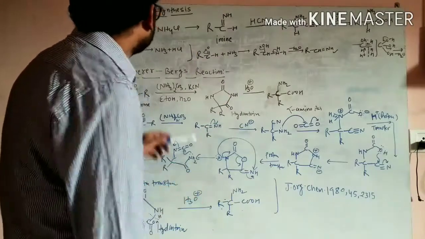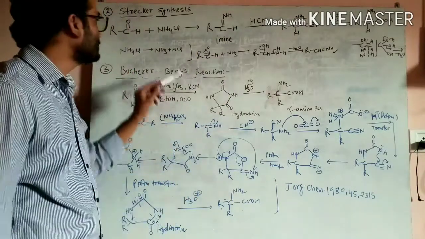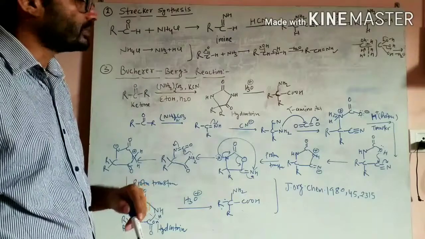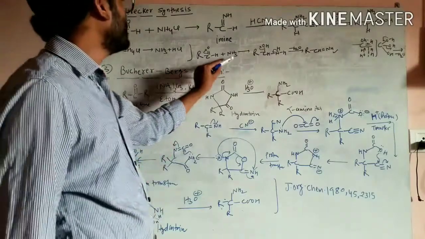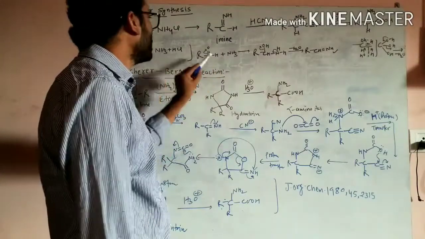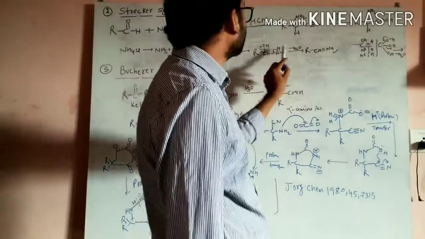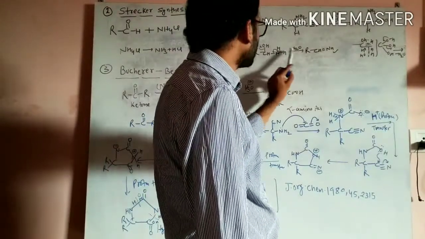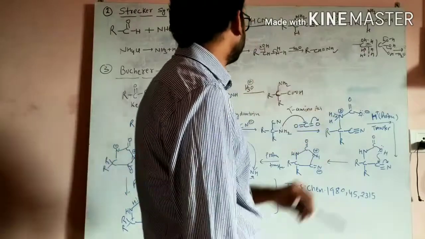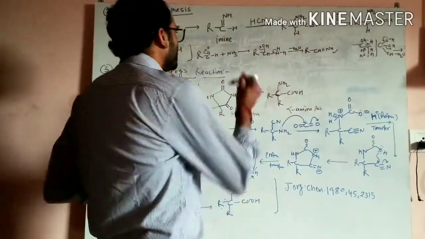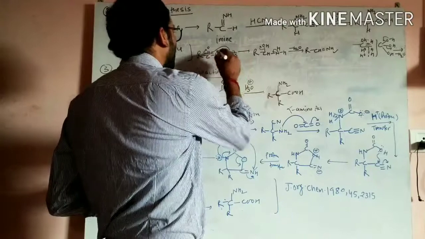Actually, we know that ammonium chloride can give ammonia and hydrochloric acid, and this ammonia reacts with this aldehyde molecule to give this molecule. Then there is a simultaneous loss of water to give this imine molecule. Here, the ammonia is acting as a nucleophile.